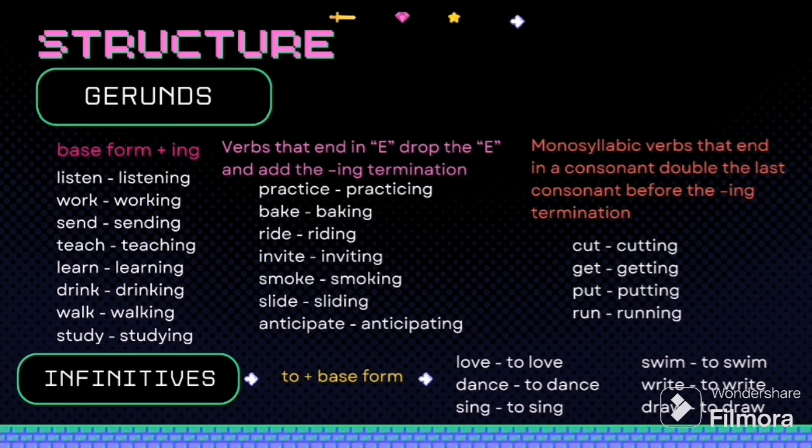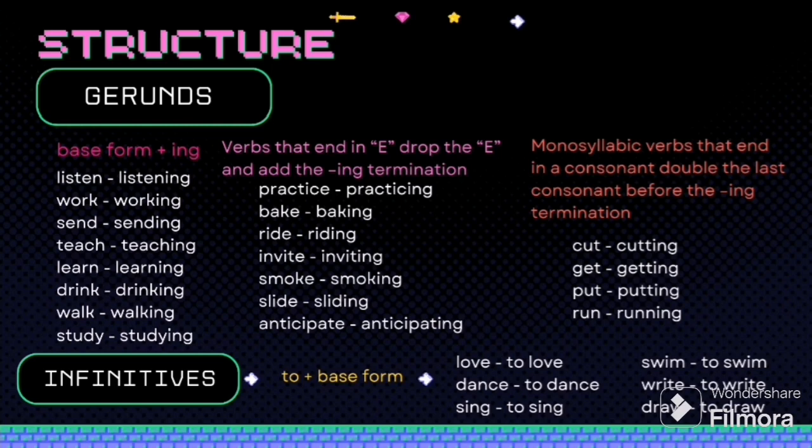But there are some verbs that end in e. For those verbs, drop the e and add the -ing termination. For example, practice, practicing; bake, baking; write, writing; invite, inviting; smoke, smoking; slide, sliding; anticipate, anticipating.